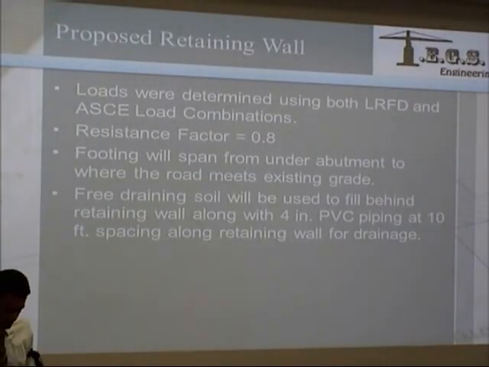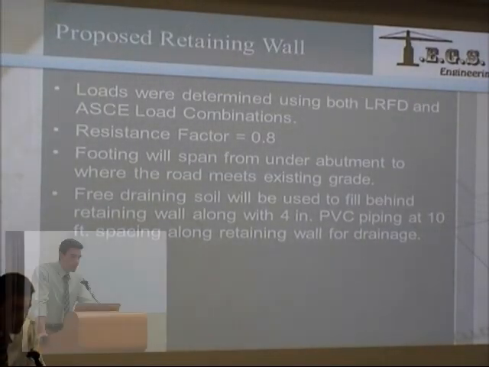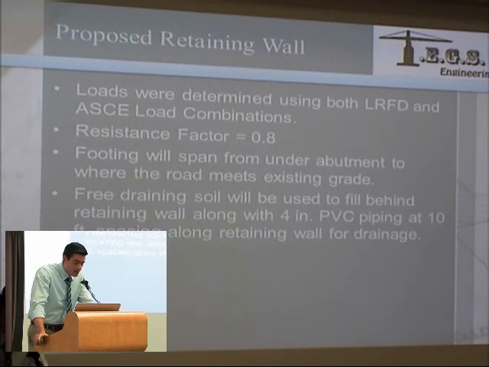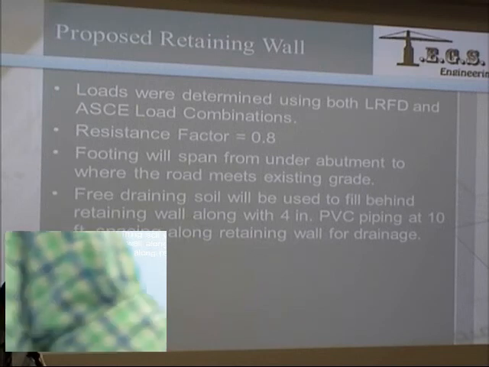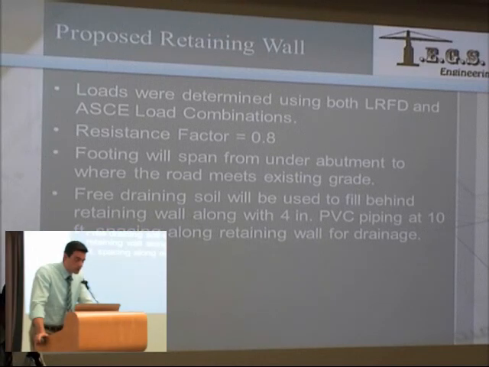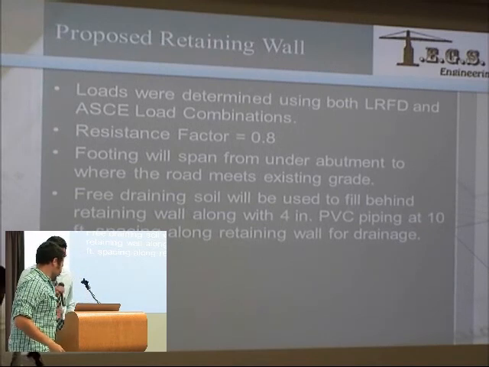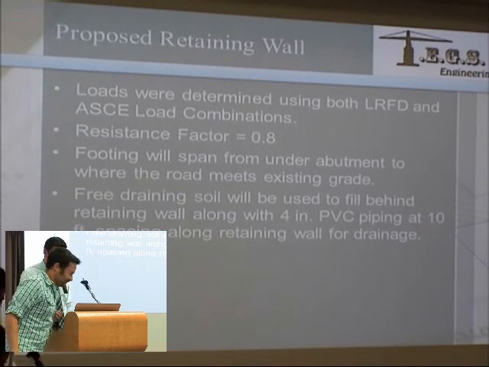Like before, we had LRFD and ASC load combinations taken into account when we designed the retaining wall, and resistance factor 0.8. The footing of the wall will span from under the abutment down to where the road meets existing grade, and this will prevent sliding and overturning. And we will use free draining soil to fill behind the retaining wall, along with 4-inch PVC piping spaced at 10 feet to allow for drainage. I will now pass it on to Peter, who will talk about the bridge.